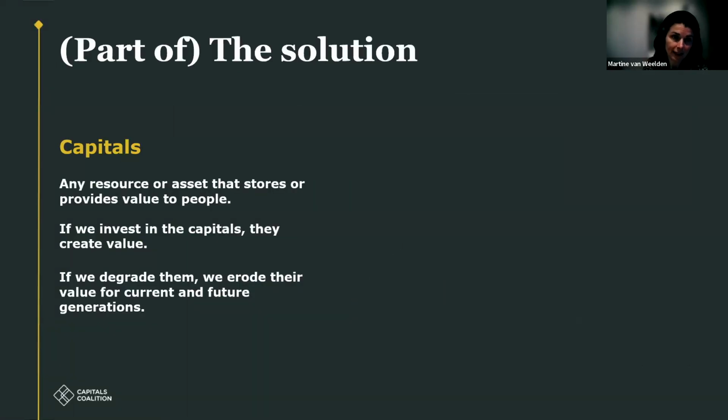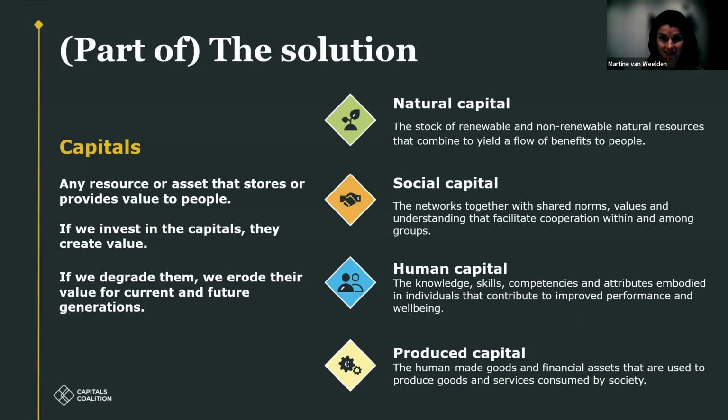So how do we define capitals, as part of the solution to the issues we're facing? Capitals refers to any resource or asset that stores or provides value to people. If we invest in the capitals, they create value, and if we degrade them, we erode their value for current and future generations. Helen already provided the definition of natural capital. The coalition refers to 4 categories of capital generally: natural, social, human, and produced capital.